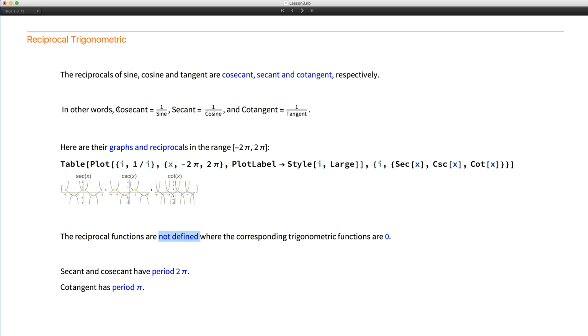But they are also somewhat similar to the trig functions in the sense that secant and cosecant have got a period of 2 pi, while the cotangent has got a period of pi. So these functions are quite useful in some parts of calculus.